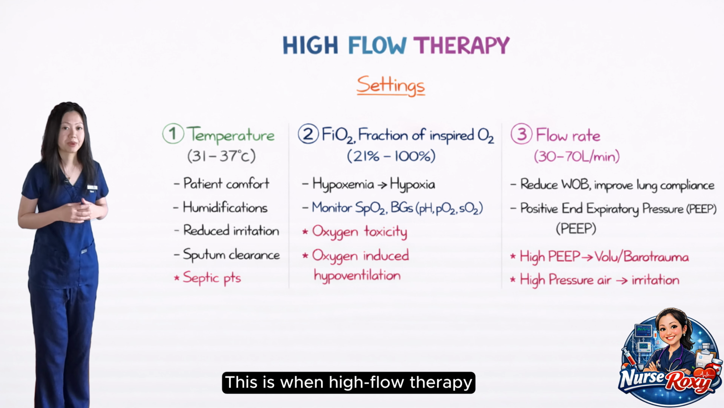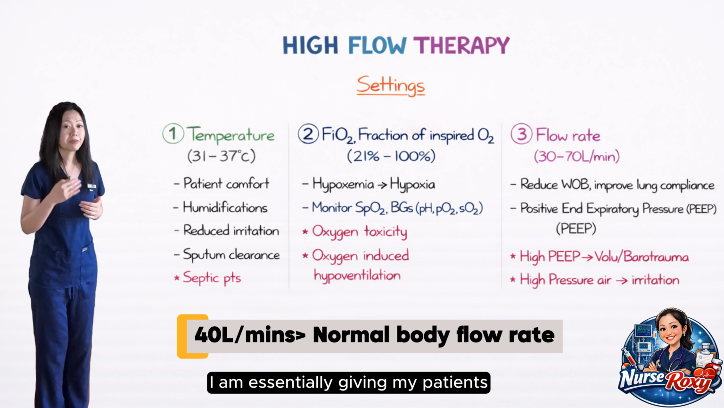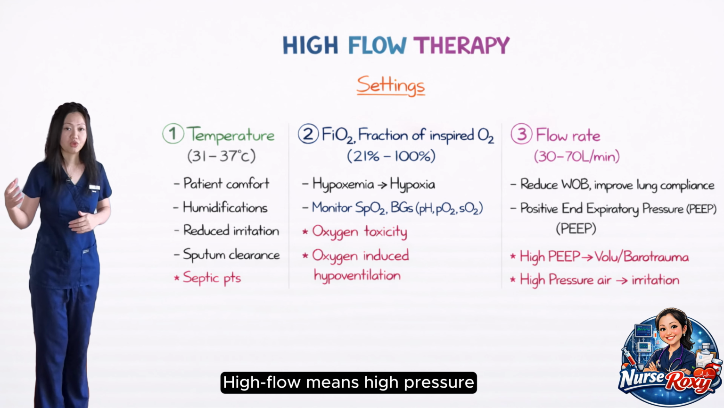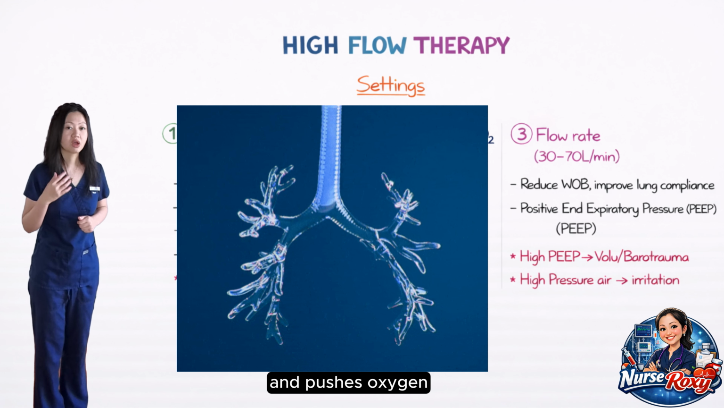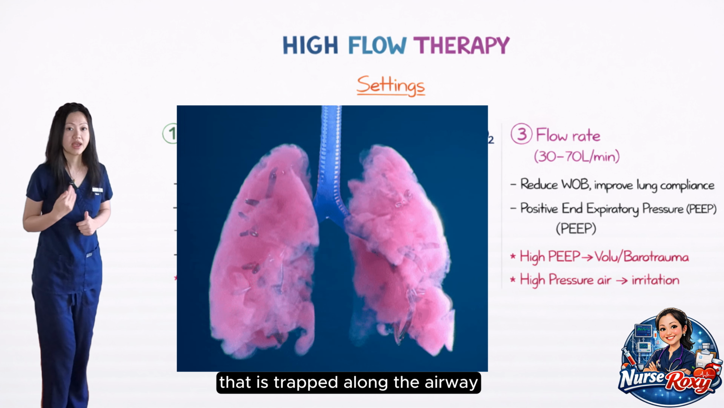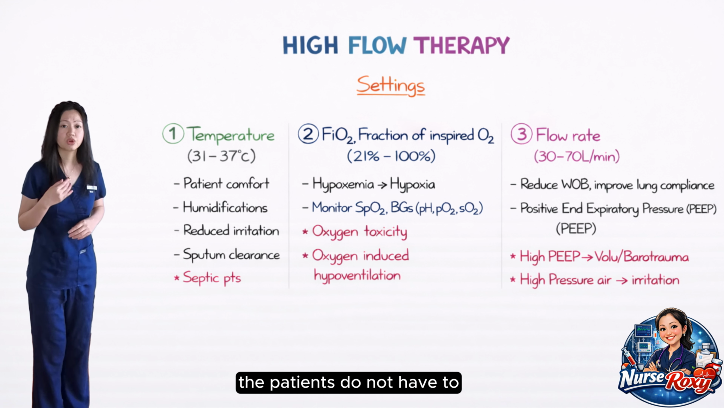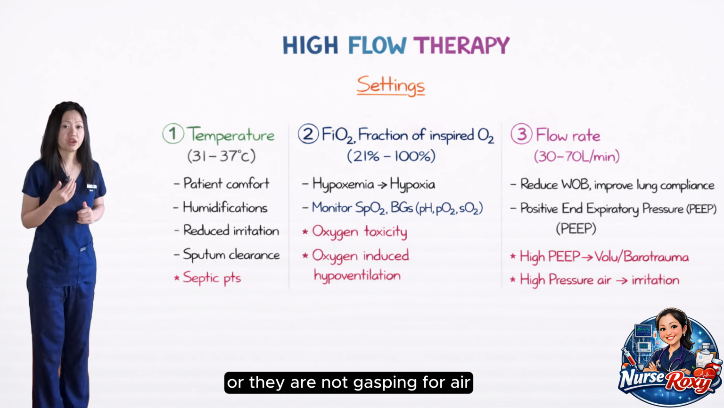Let's say I set the flow rate on this device to 40 liters per minute. I am essentially giving my patients more than what their body usually generates. High flow means high pressure, and this pressure pushes air against different parts of the airway or any potential barriers, washes out carbon dioxide, and pushes oxygen that is trapped along the airway and helps it reach the final destination, which is the alveoli. As a result, the patients do not have to work really hard to breathe in, so they are not in air hunger or gasping for air.